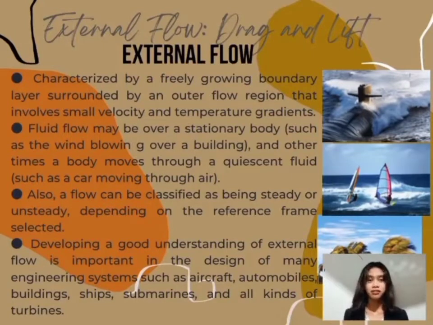External flow is characterized by a freely growing boundary layer surrounded by an outer flow region that involves small velocity and temperature gradients. Also, fluid flows may be over a stationary body, such as the wind blowing over a building, or at other times, a body moves through a quiescent fluid, such as a car moving through air.